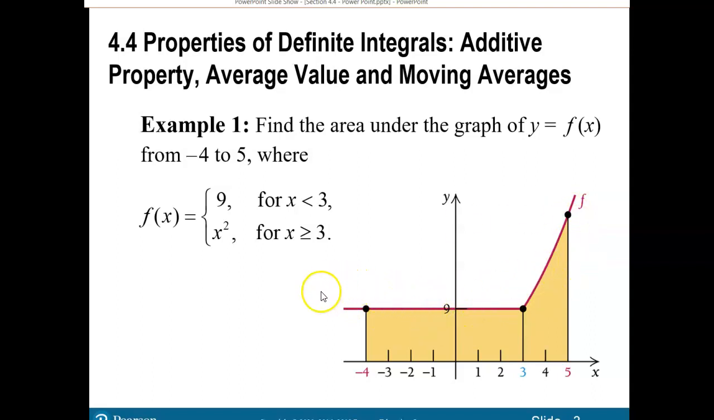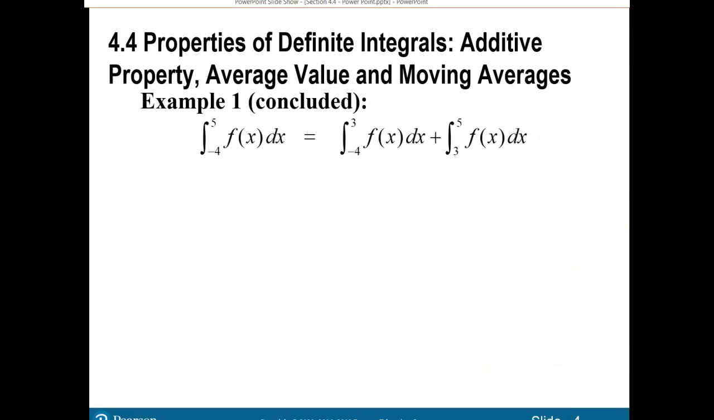This requires the previous theorem, because we're going to have to integrate from -4 up to 3 using the function value 9, and then integrate from 3 to 5 because we have a different function definition in that space, and then add them together. So the integral from -4 to 5, utilizing that theorem, says I can do the integral from -4 to 3, and then add the integral from 3 to 5. And I cut it at 3 because that's where my piecewise function changed definition.